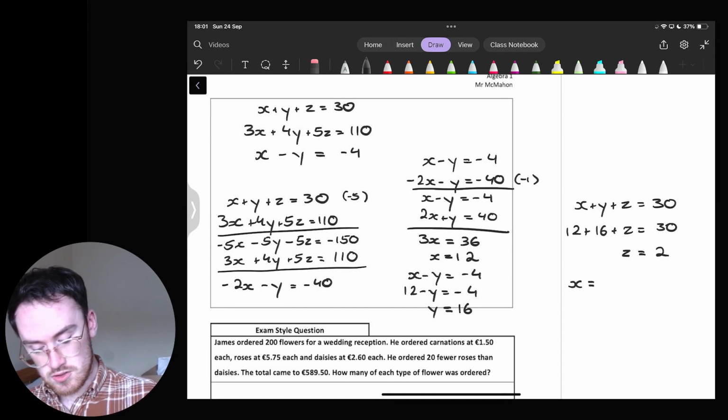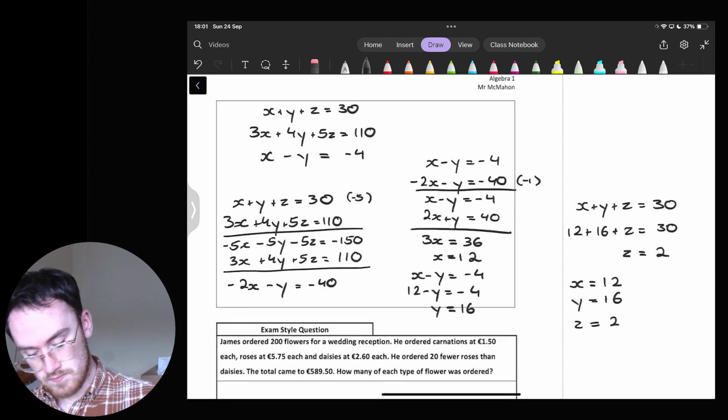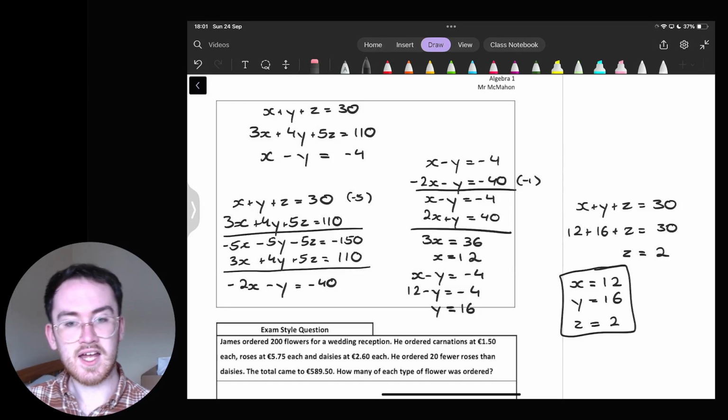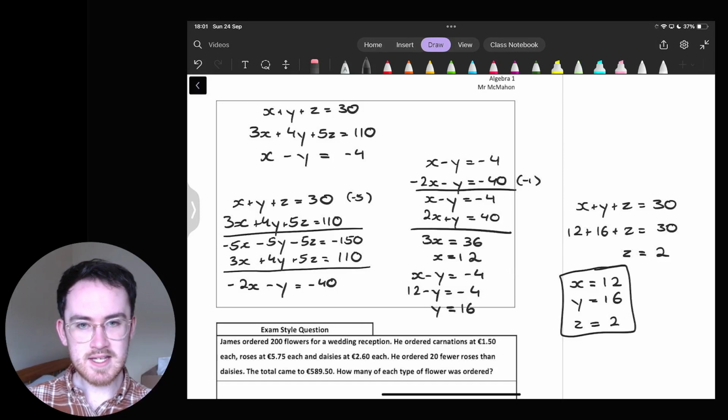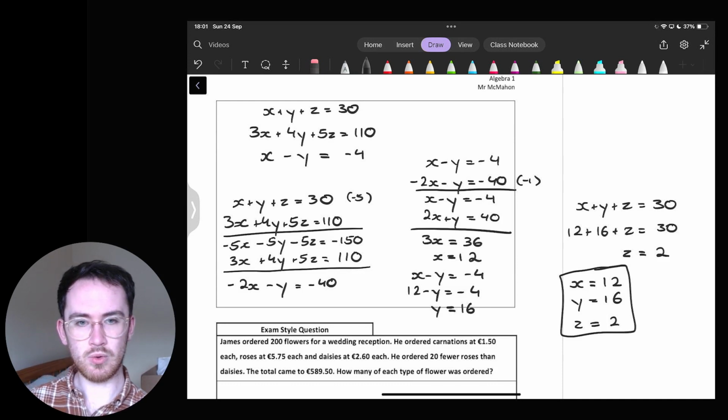So again, I'm just going to write these down. x is 12, y is 16, z is 2. I mark them in. So again, the same idea. Okay, we read through our question, we see how we can compose these equations, and then we just proceed to solve them as we've done already.